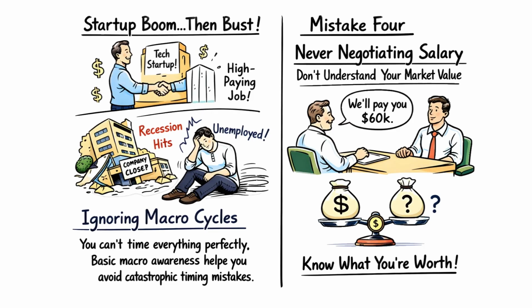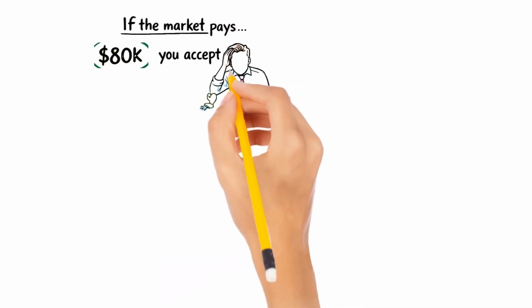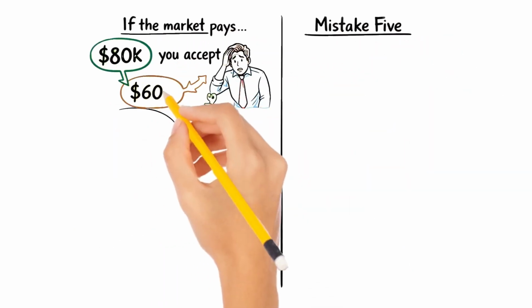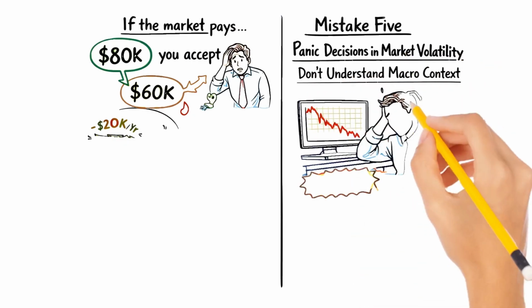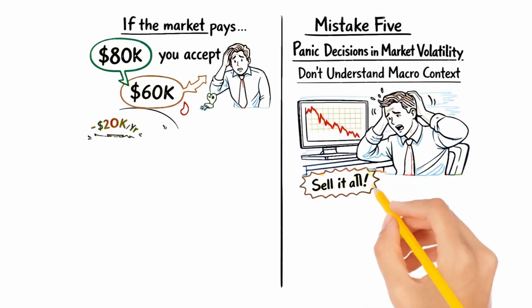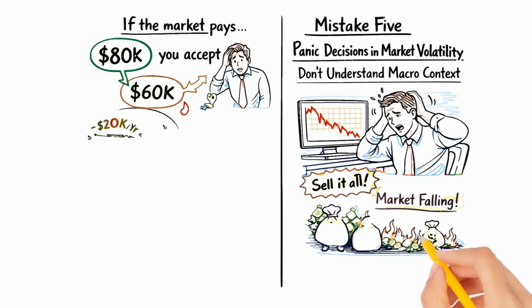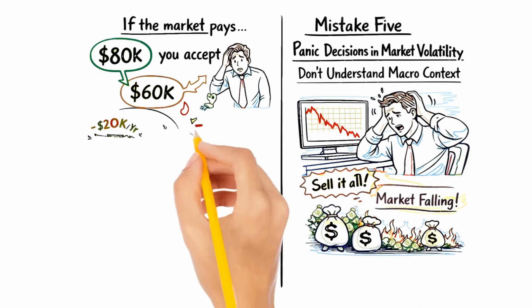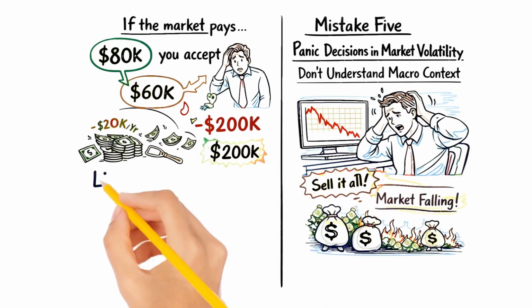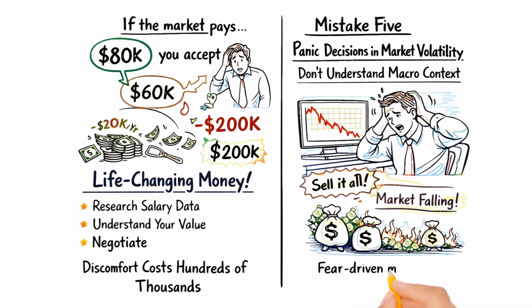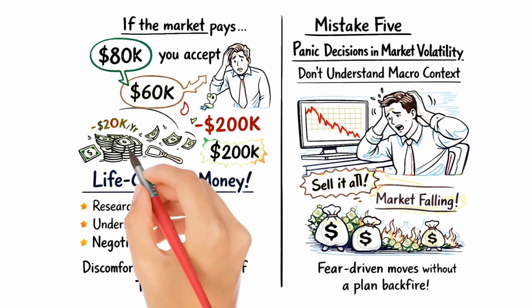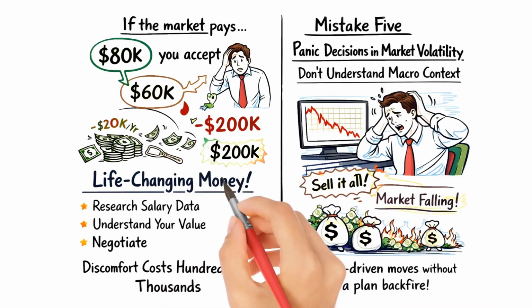Mistake 4, never negotiating salary because you don't understand your market value. If the market pays $80,000 for your job and you accept $60,000 because you didn't research, you lose $20,000 per year. Over a decade, that's $200,000 in lost income. Over a career, it's life-changing money. Microeconomics tells you to research salary data, understand your value, and negotiate. Most people don't because they're uncomfortable, but discomfort costs hundreds of thousands of dollars.